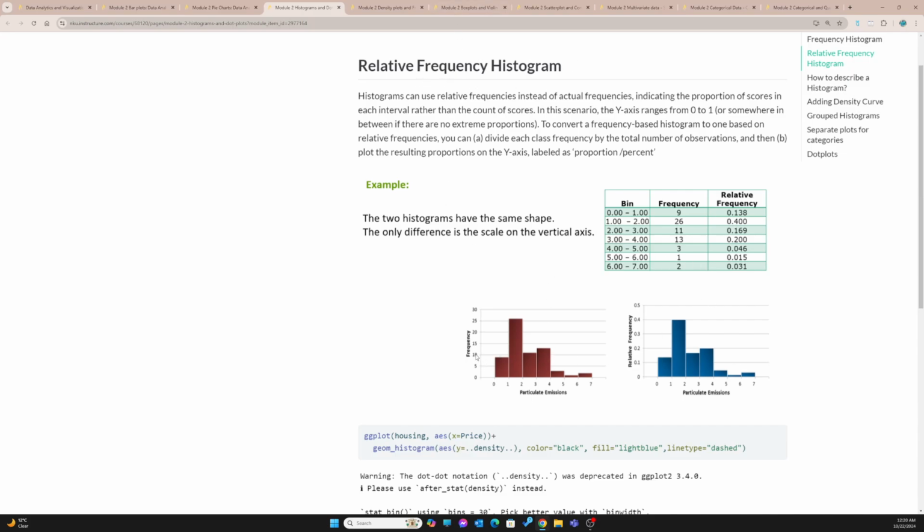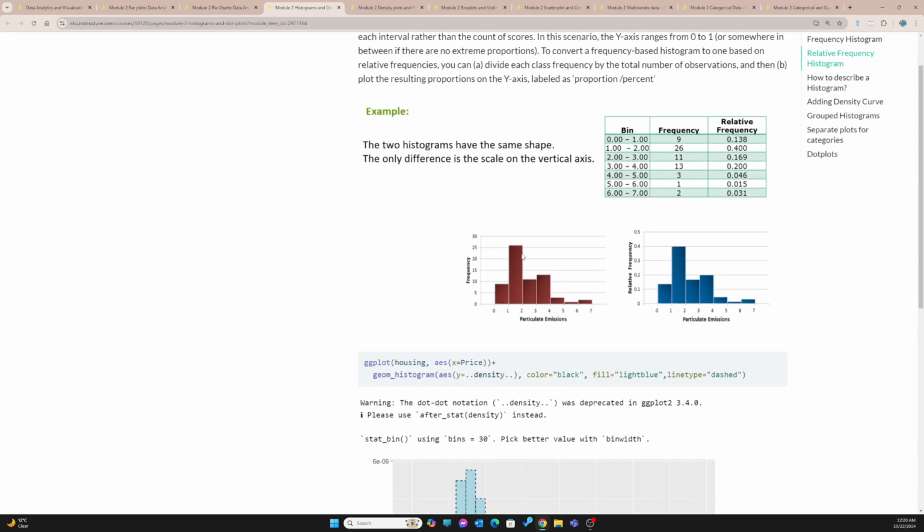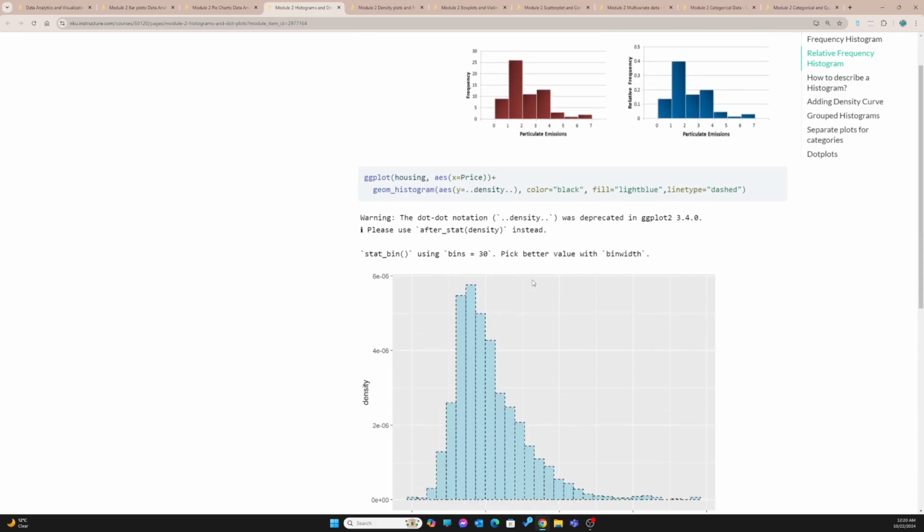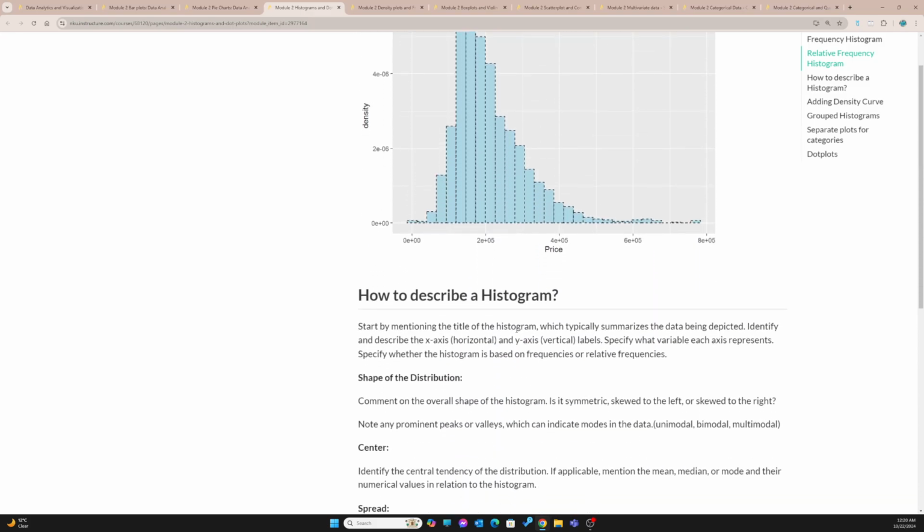Histograms can be of two types. As you can see on the frequency, they have 0, 5, 10, 15, 20, 25, 30, or you can make it relative, with the highest one being 1 and then 0.5, 0.4, 0.3. So that is easier to understand the ratio. All right, this is what histograms are used for. Now, how do you describe a histogram?